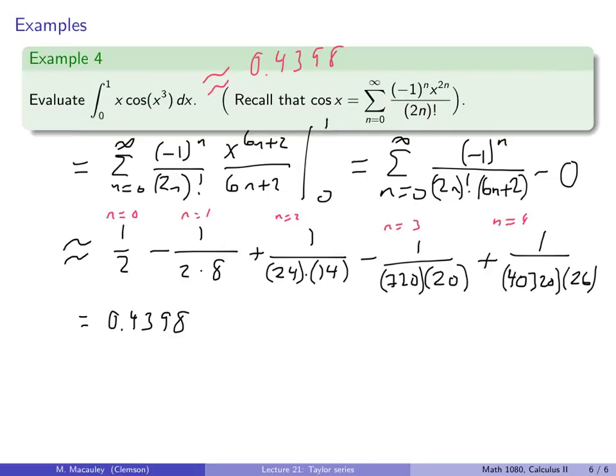How good of an approximation is this? What error did we commit? Now we don't know the exact error, because if we knew the exact error, we could just add or subtract it to that and we would have our final exact answer. But we can bound it.